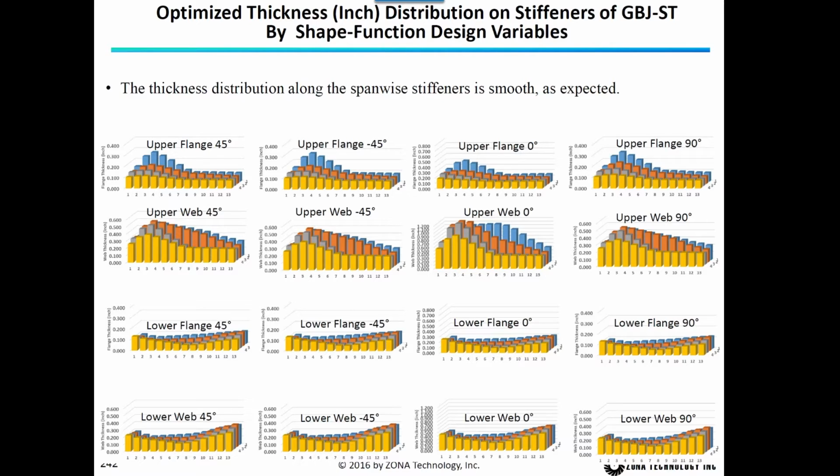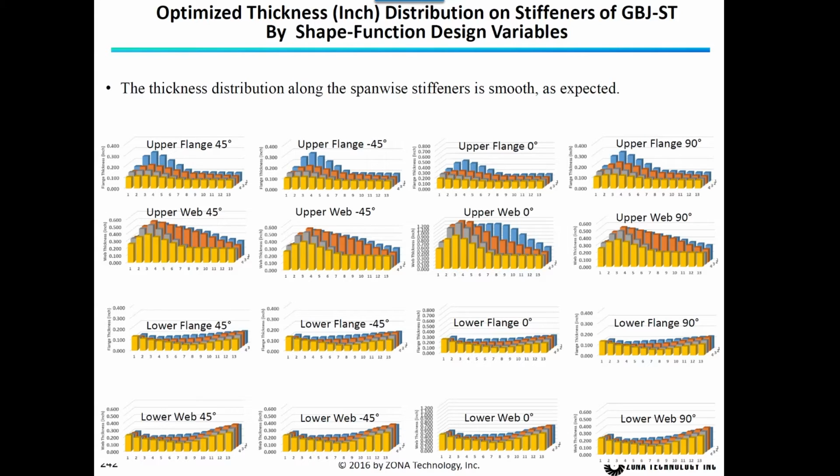The thickness distribution along the spanwise stiffener is smooth because we use the linear shift function, and we have 4 Lagrange control points along each spanwise stiffener. So this is for the flange on the upper, the web on the upper skin. This is the flange on the lower, web on the lower skin for the 45 degrees layer. This is for the negative 45 degrees layer. This is for the 0 degrees layer. This is for the 90 degrees layer.